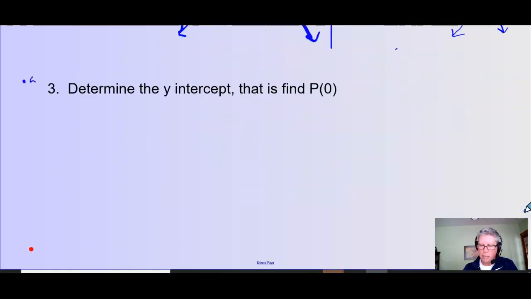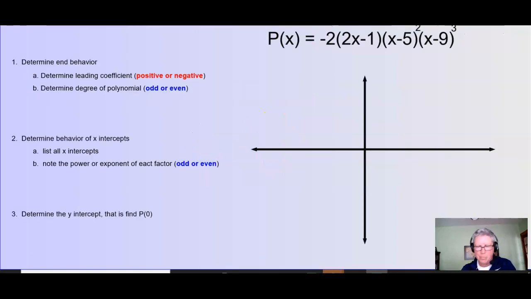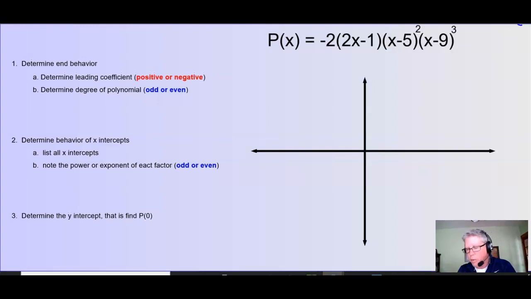So the y-intercept is going to be p of 0. Okay. All right, so our first example, let's make sure we can see that. There we go. All right, are we going to be positive or negative?